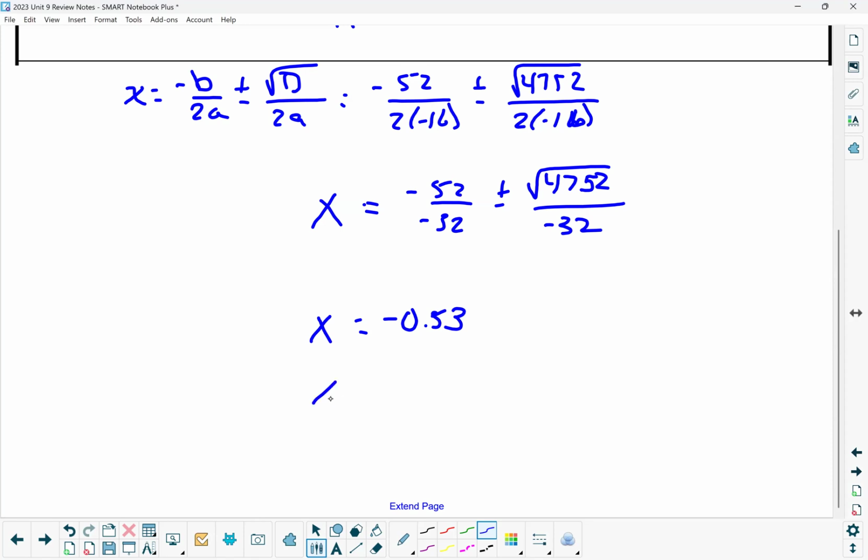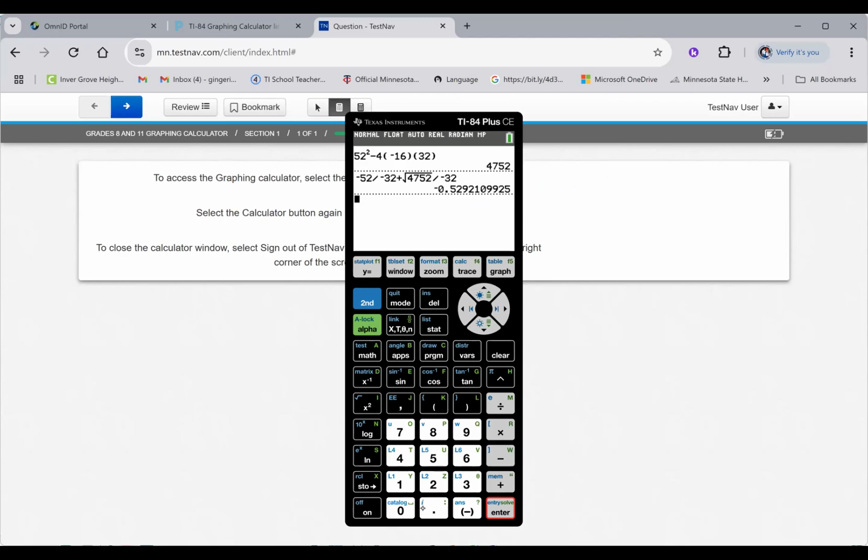And so now we can find the other root and go back to my calculator and do the exact same thing. So I'm going to go second enter. I'm going to arrow over and change that addition to subtraction. That's the minus part of our plus and minus in the quadratic formula. Press enter. We get 3.78 if we round to 2 decimal places.